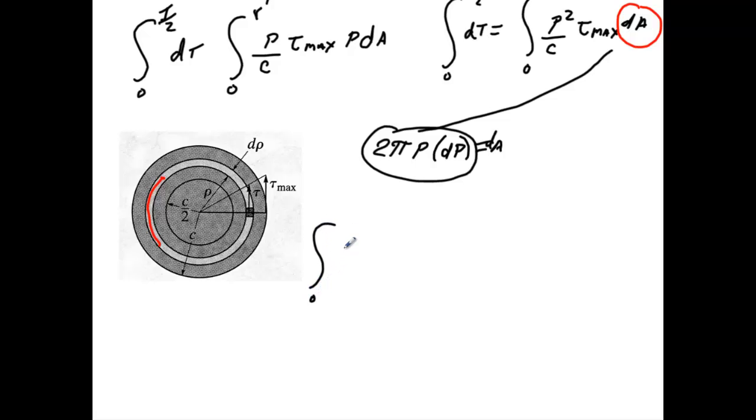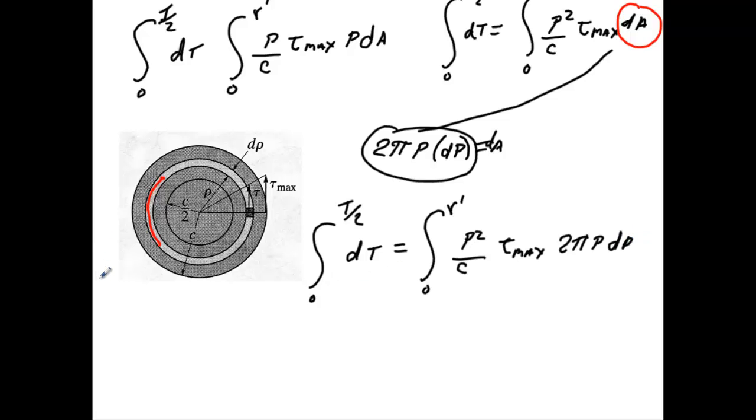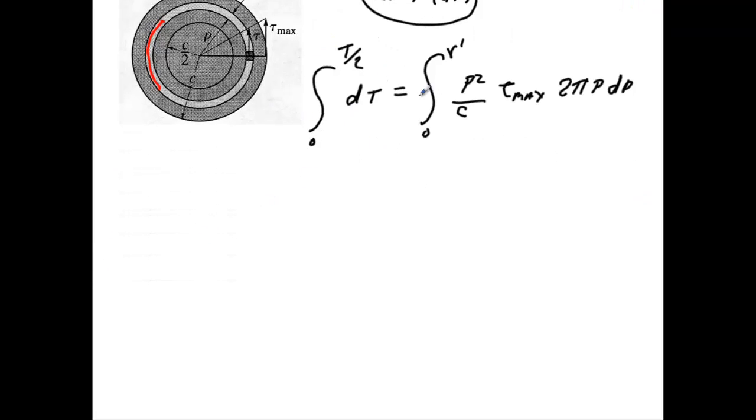Alright, so now we'll rewrite our integral again. The integral of 0 to t over 2 of dt is equal to the integral of 0 to r prime of p squared over c times t max times 2 pi times p times dp. Okay, now we're going to consolidate everything. And we can integrate this side anytime we want. It really doesn't matter. We'll leave it in there. The integral of 0 to t over 2 of dt is equal to the integral of 0 to r prime.